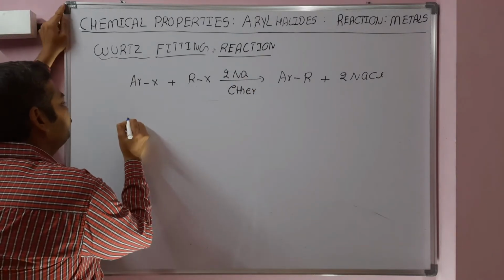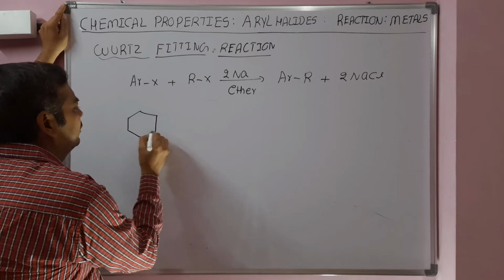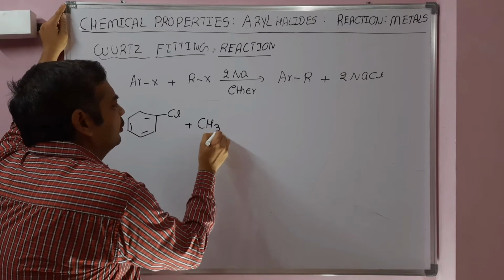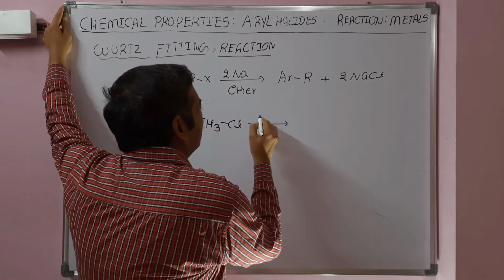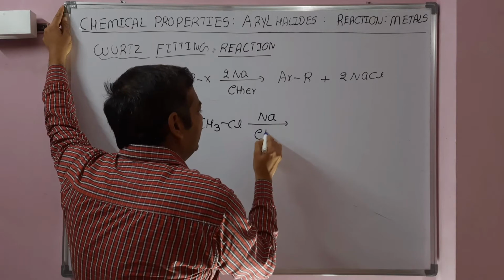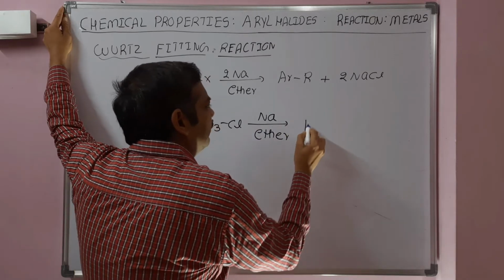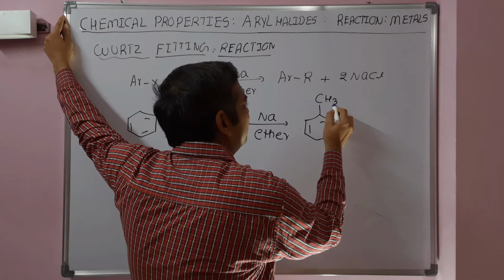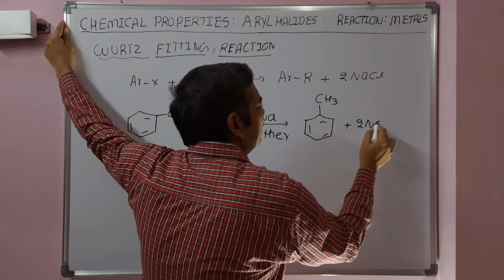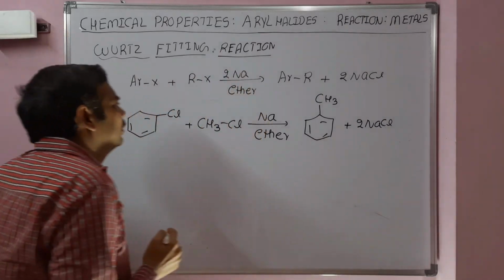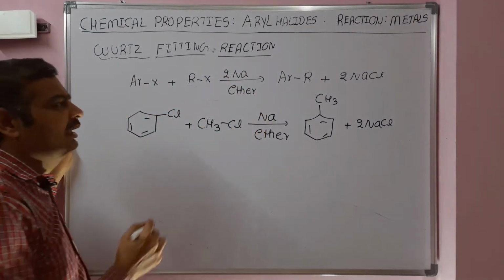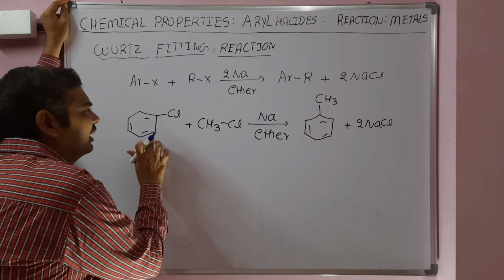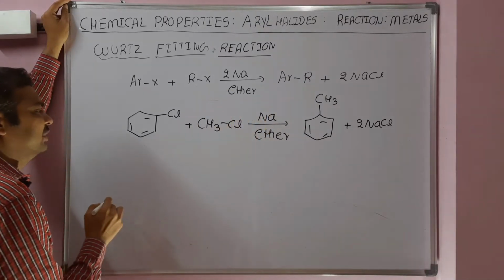For example, take chlorobenzene plus methyl chloride. Chlorobenzene plus methyl chloride reacts with 2 moles of sodium in ether to give toluene. This is an example of the Wurtz-Fittig reaction. Why is it a Wurtz-Fittig reaction? Because 1 mole of methyl chloride and 1 mole of chlorobenzene are involved: one alkyl halide and one aryl halide. This is an application of aryl halides, the reaction of aryl halides with metals, part of the chemical properties of aryl halides.